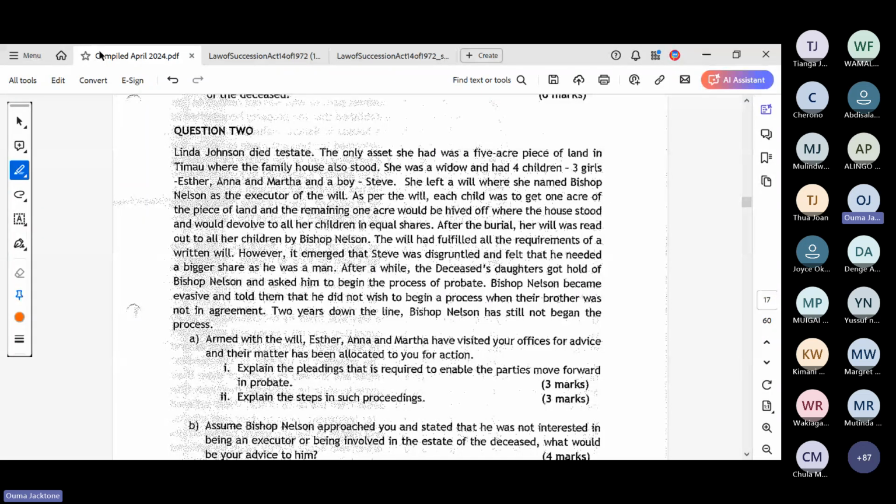Somebody mute. The next thing you need to do, remember what we said, that if you make your application for citation and the person cited has refused to take out the grant even after being cited, then somebody mute your microphone, please.